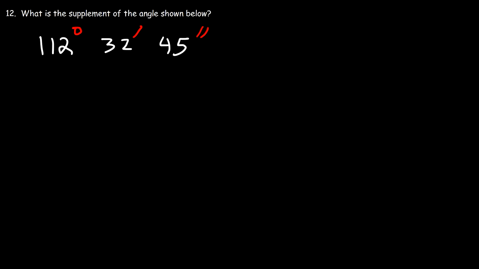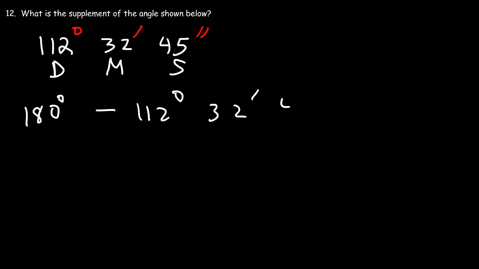Number 12. What is the supplement of the angle shown below? So go ahead and try this free response problem. Now we're given the angle in DMS, degrees, minutes, and seconds. To calculate the supplement, we know that 2 supplementary angles add up to 180. So the supplement is going to be 180 minus this particular angle. So how can we subtract 180 by a value in DMS? We need to convert 180 to an angle in degrees, minutes, and seconds. So how can we do that?